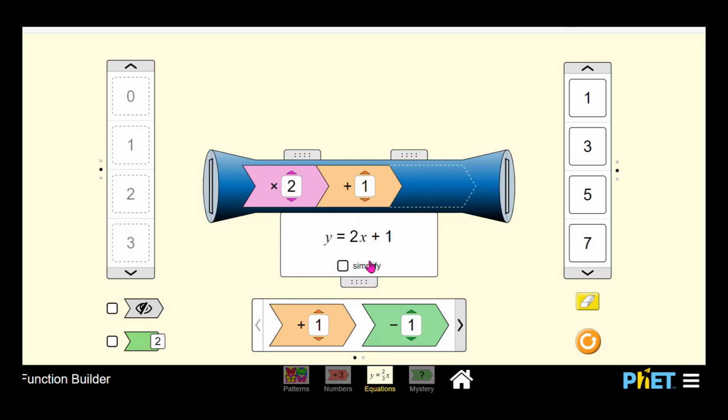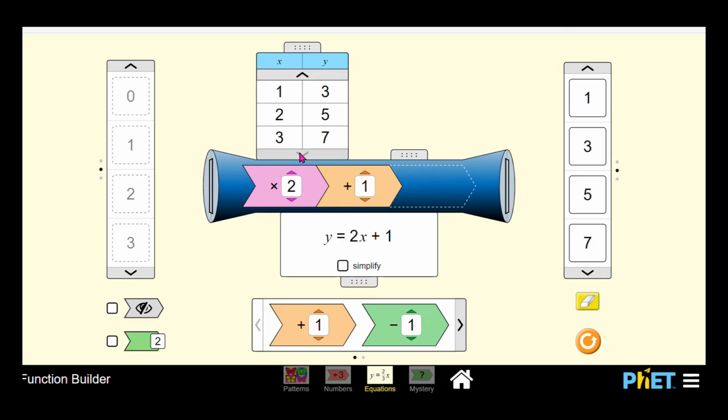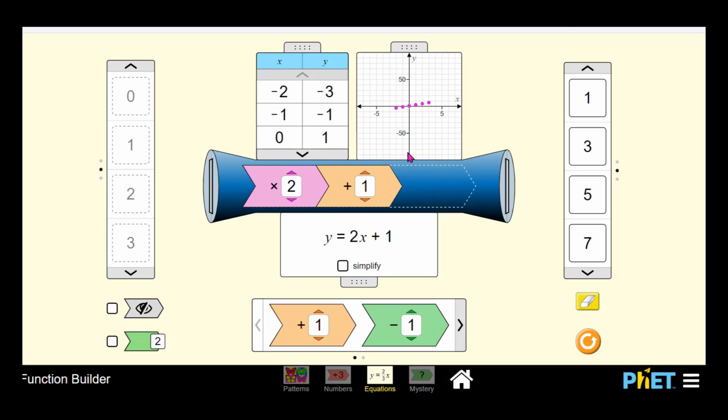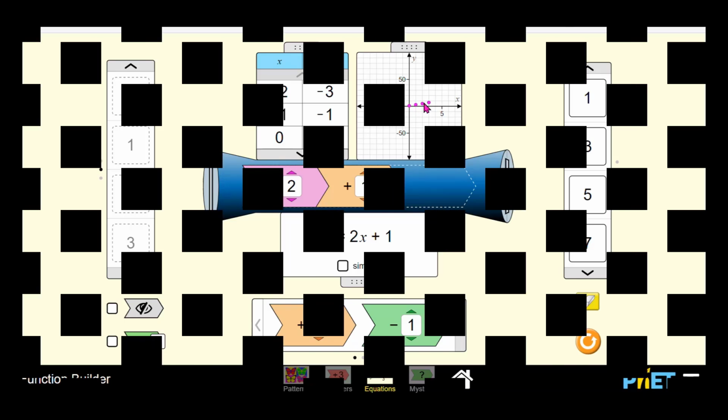What was our rule? We multiplied 2 by the input number. X represents the input number, and then we added 1. This is our input and output table. Inputs, numbers, and the corresponding output numbers. And this is how it looks on a graph. The input numbers and the output numbers created a graph, a straight line.